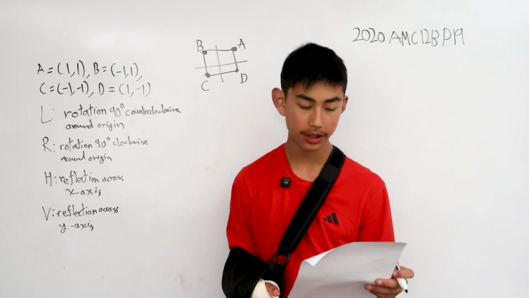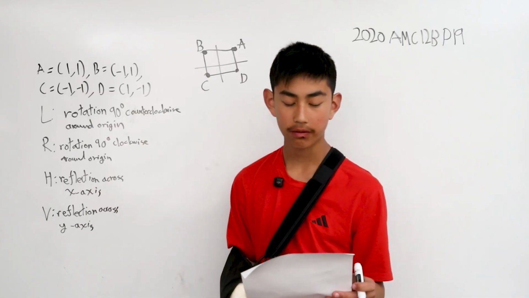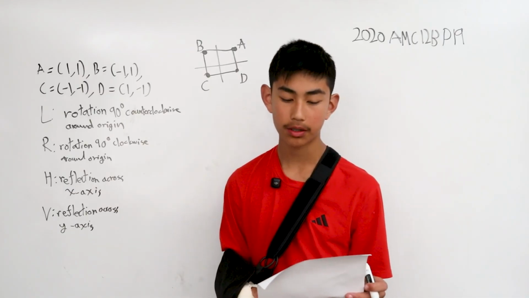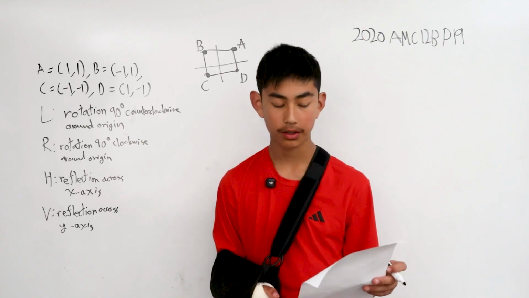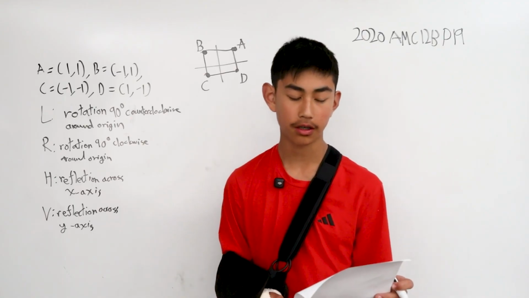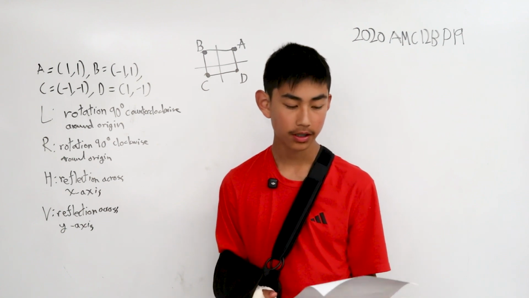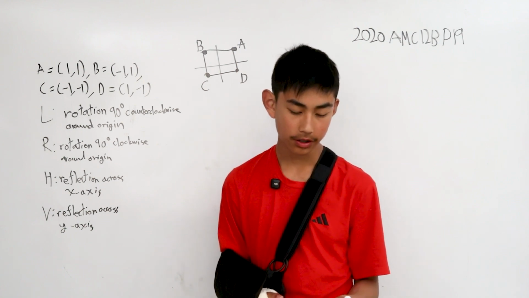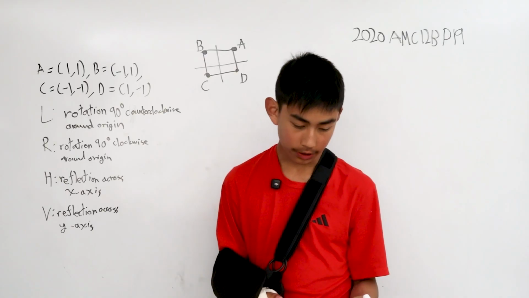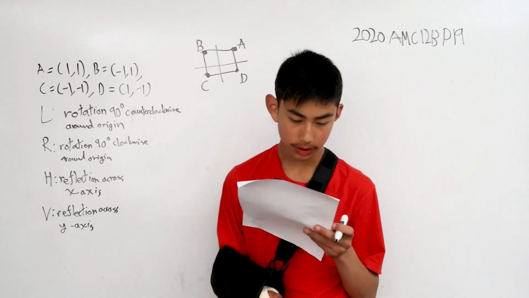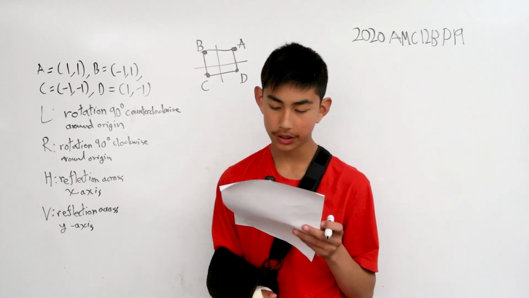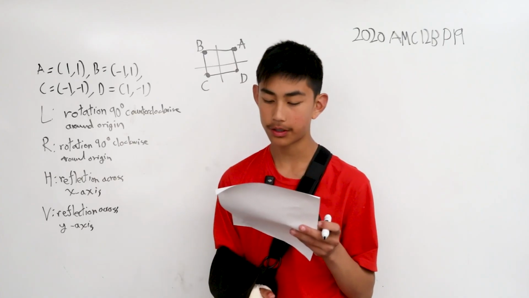Consider the four transformations. L, a rotation of 90 degrees counterclockwise around the origin. R, a rotation of 90 degrees clockwise around the origin. H, a reflection across the x-axis, and V, a reflection across the y-axis. Each of these transformations maps the square onto itself, but the positions of the labeled vertices will change.